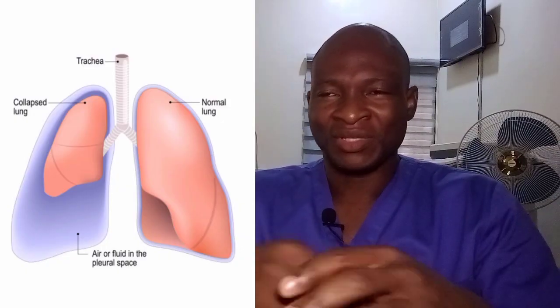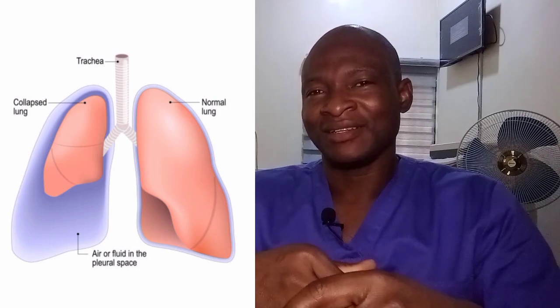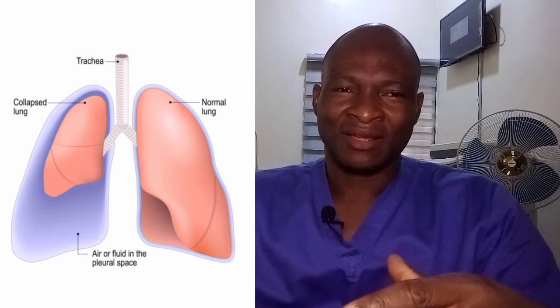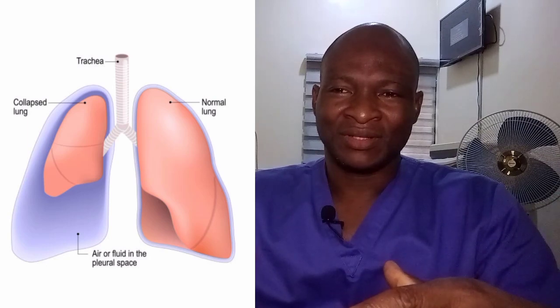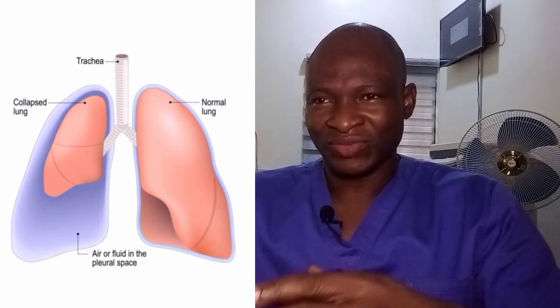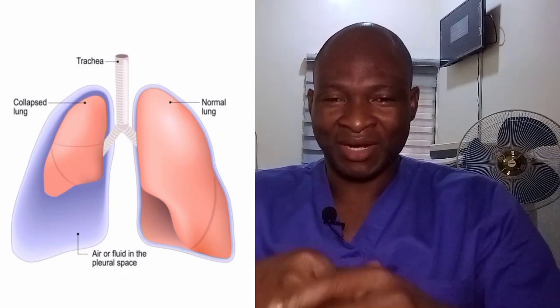Now, this diagram shows what pleural effusion looks like. On the left, you see collapsed lung with air or fluid filled pleural spaces. On the right, you see a normal lung.